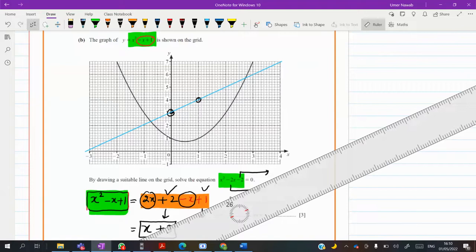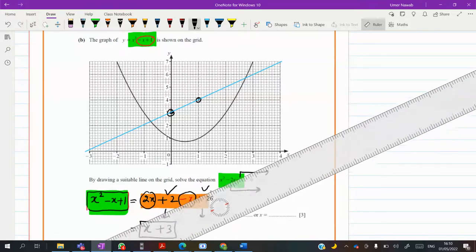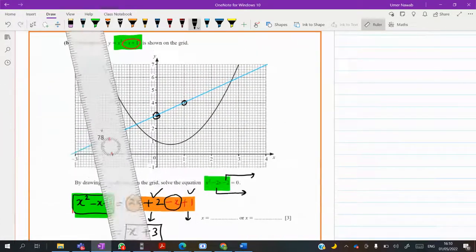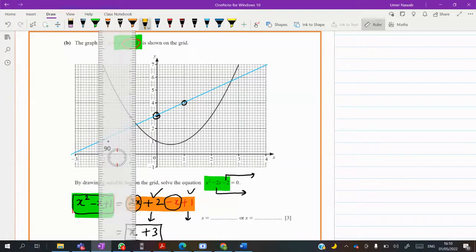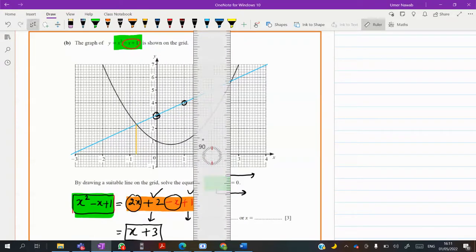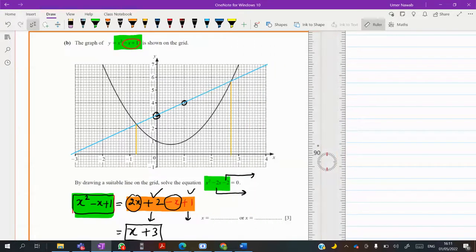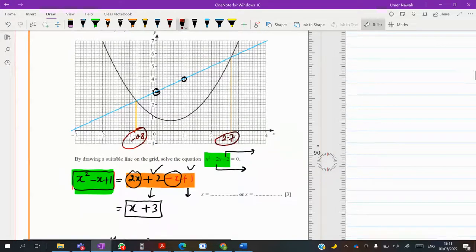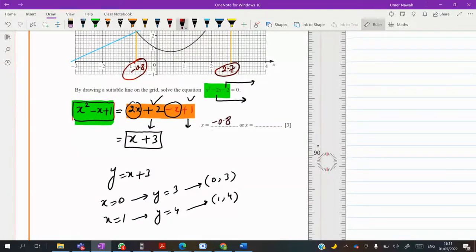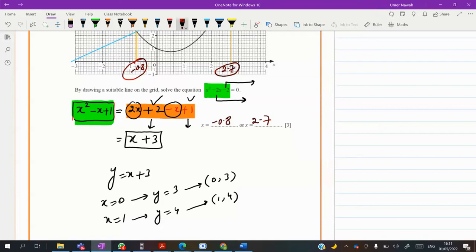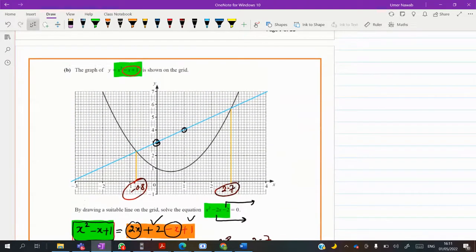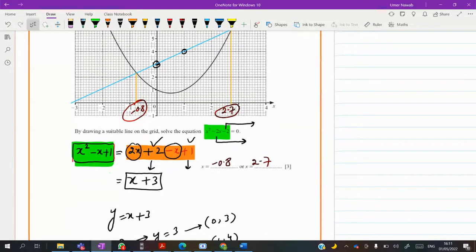So when I draw the line, it cuts the curve at 2 points. What are the 2 points? On the x-axis, it is minus 0.8, and this is 2.7. So the answers are minus 0.8 and 2.7. You may also use the equation solver to verify these answers.